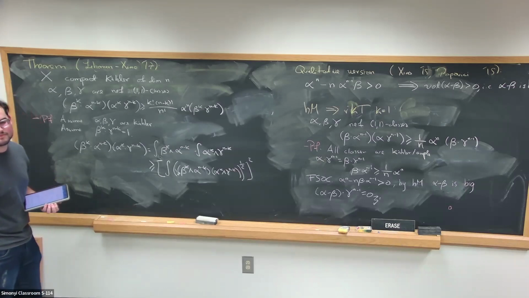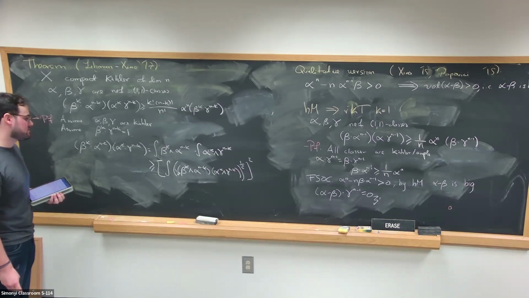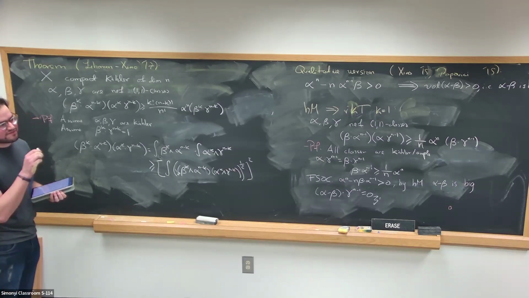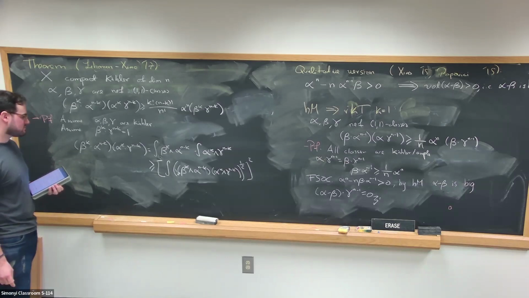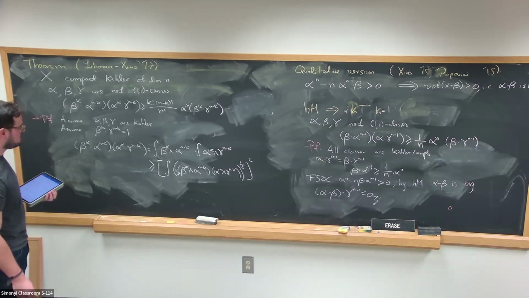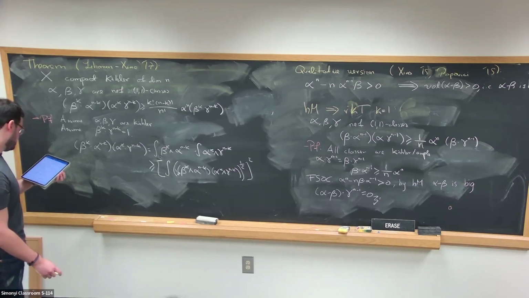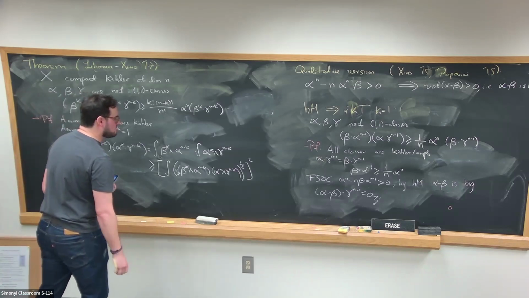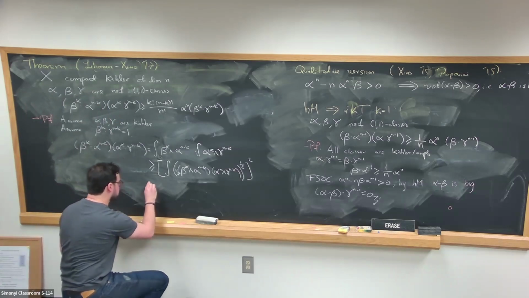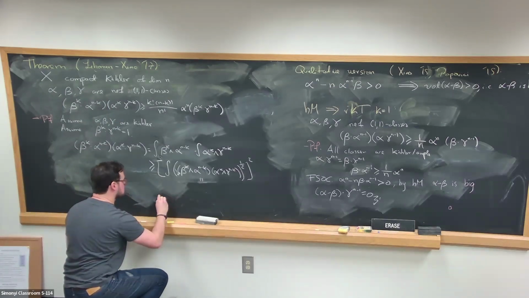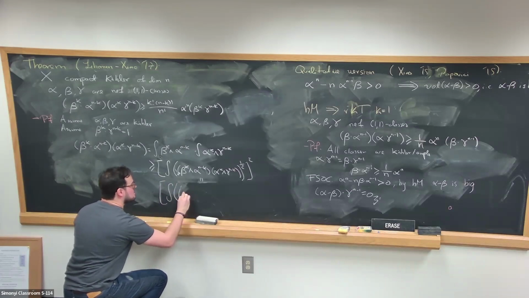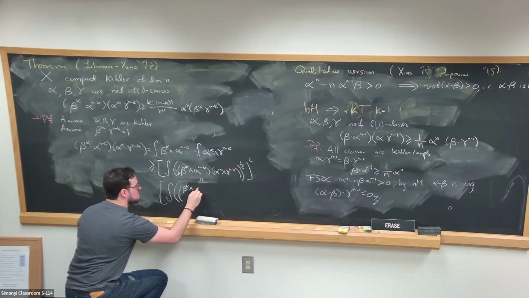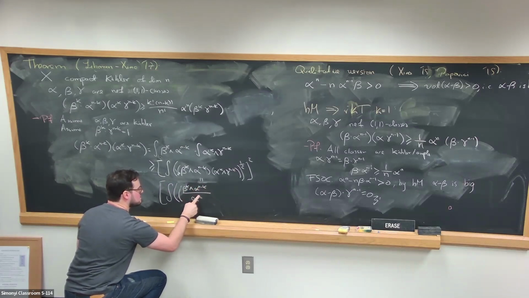Some global volume form. I'm fixing a Kähler structure on X. Fix one. Okay. And now let me revise this. This guy over here, I will rewrite as beta to the k wedge alpha to the n minus k, divided by alpha to the n.